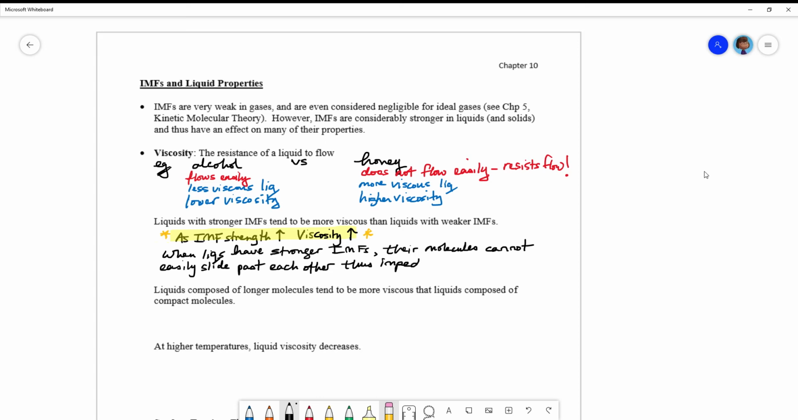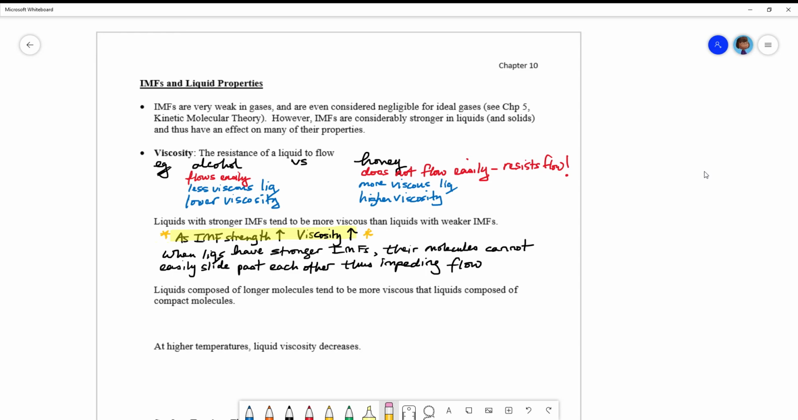So thus impeding their ability to flow. Okay, so we've seen the relationship between IMF strength and viscosity. There's something else that I wanted to note here, and that is that liquids that are composed of longer molecules also tend to be more viscous than liquids composed of compact molecules.